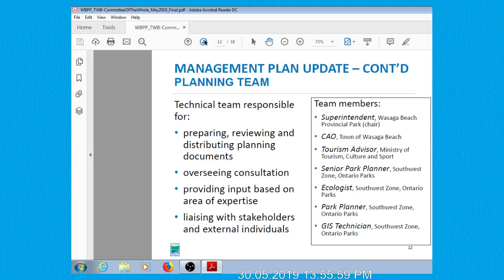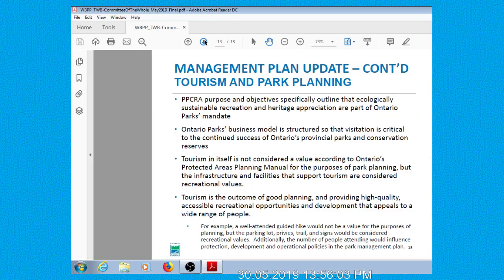This comes up at many parks, and Wasaga particularly: how tourism is incorporated into park planning. It's kind of a wordy slide, which I apologize for, but it outlines how tourism and visitation is really important to provincial parks for a couple of different reasons. The PPCRA purpose and objectives talk about having ecologically sustainable recreation, heritage appreciation, and those associated economic benefits that we talked about earlier. Our business model, as I mentioned, is entrepreneurial. So the visitation that we get through the gates, the people buying things in our parks, is critical to our ongoing success.